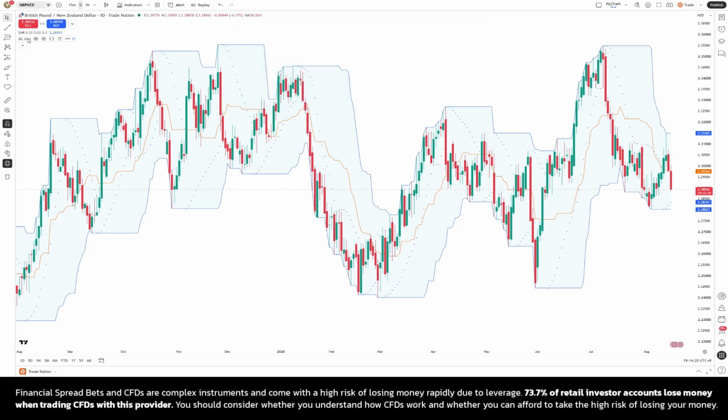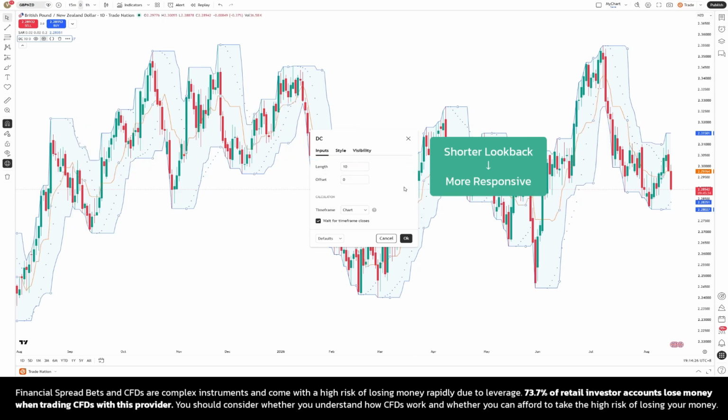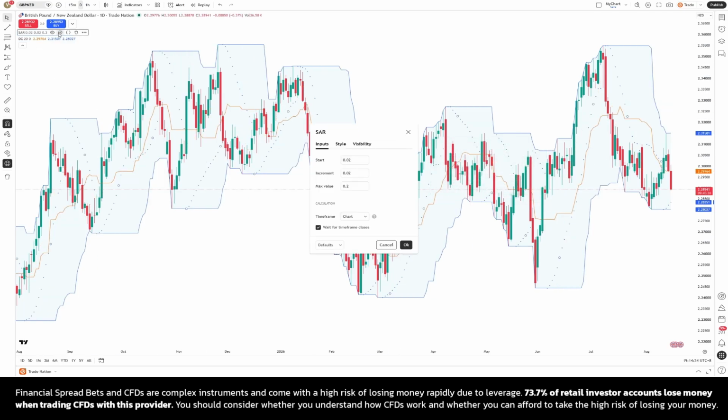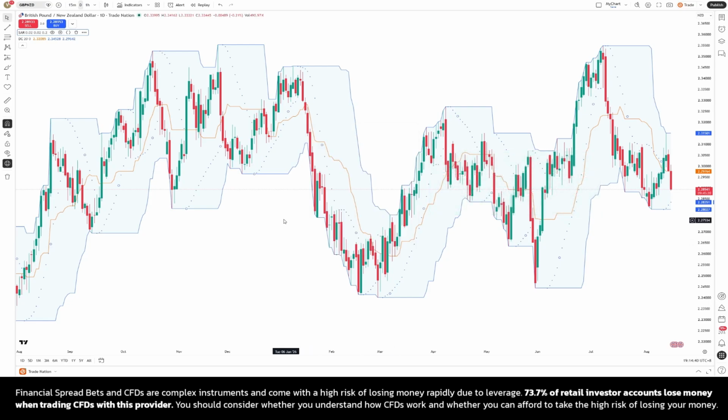The settings matter. A shorter Donchian lookback makes the channel more responsive to recent highs and lows, but it can also create more noise. A longer lookback focuses on broader breakout levels, but it may react more slowly. Parabolic SAR settings control how quickly the dots move with price. Faster settings can respond earlier, while slower settings may reduce noise but react later.